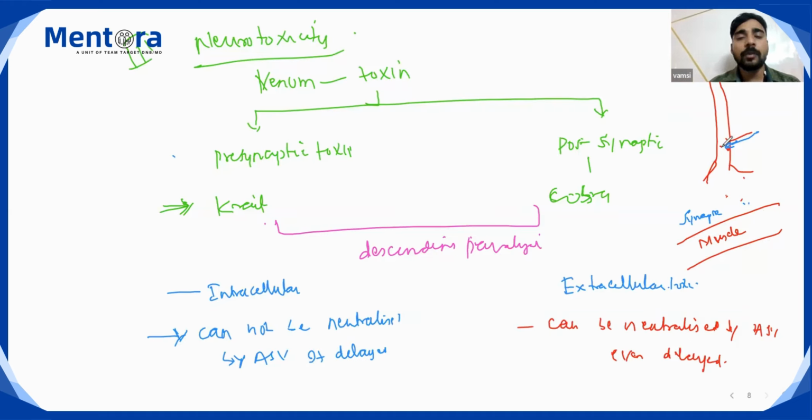Right? So both of these toxins produce what is called a descending paralysis, that is weakness proceeding from head to toe. Right? An important thing is, krait is the one which produces presynaptic toxin and cobra is the one which produces postsynaptic toxin. Clear, neurotoxicity? Right. Let's go to the other thing, what is called nephrotoxicity.